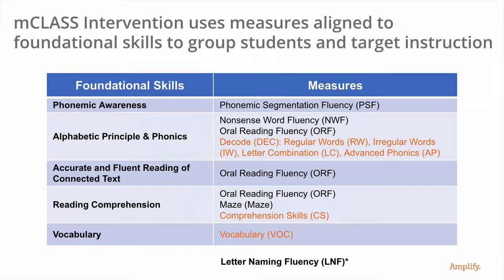LNF is not directly related to one of the basic early literacy skills, but it is a reliable indicator of risk. In the same way that a thermometer is an indicator of health, LNF is an indicator of future reading success. The M-Class intervention algorithm matches the progress monitoring measure to the instruction to determine how much progress each student has made in the 9 days of instruction and to come up with the next set of catered lessons.